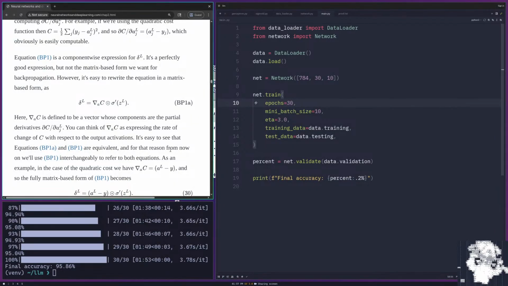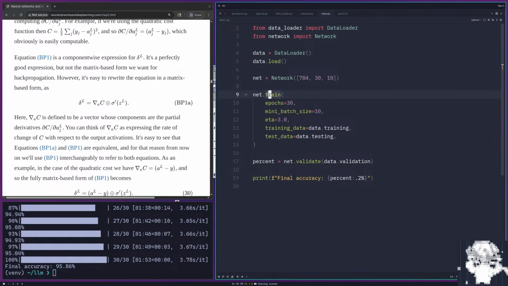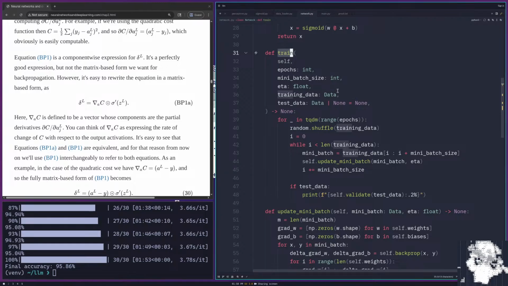So let's recap what we did last time. We managed to make a neural network that could classify handwritten digits with 95% accuracy. I understand almost all of how it works.